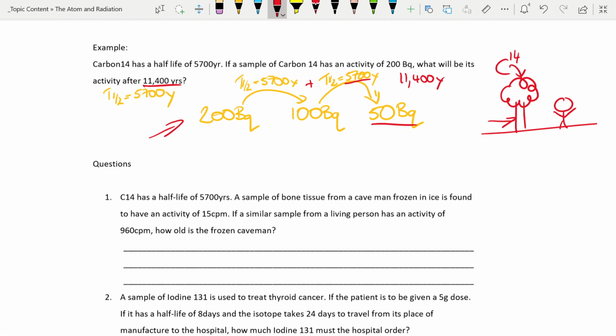I would always lay out the questions like this, even if it seems very, very easy. So try these questions below, and then I'll post a video at the bottom of them with the correct answers. Okay.